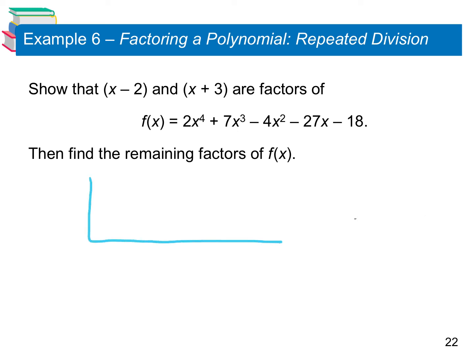Synthetic. What goes on the outside? 2. Positive 2. So first I'm checking x minus 2, so positive 2 goes on the outside. What should go on the inside? 2, 7, -4, -27, 8, -18. Awesome. All the coefficients. Always double check, make sure you're not missing any. I have x to the 4th, cubed, squared, 1, 0.